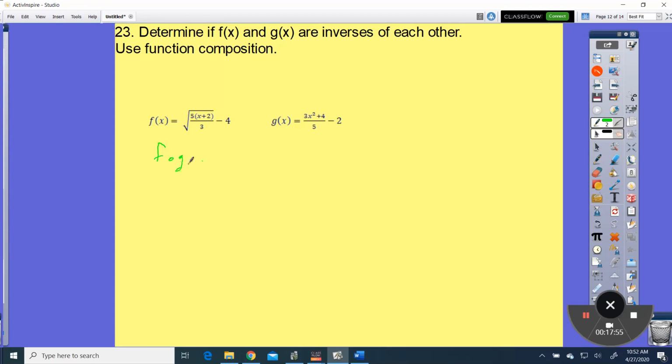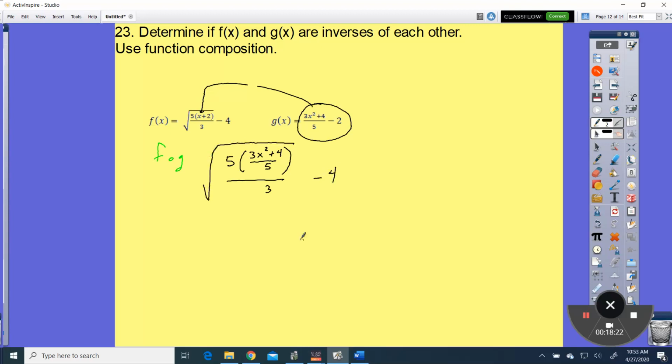So let's have our f of g. I'm going to take this whole thing. I'm going to need that later. And I'm going to plug it in for that x right there. So I'm going to have 5 parentheses 3x squared plus 4 all over 5, close my parentheses, all over 3, all under the square root. And then out here we're going to have minus 4. Wowzers.